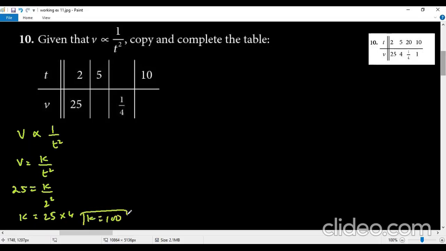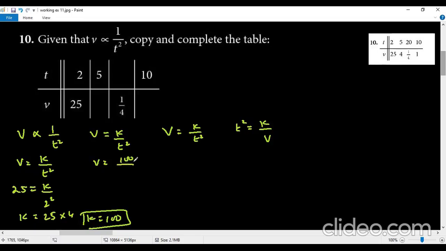We need to find two v's. That means I will write v equals k over t one time. I will write once more v equals k over t square. And the third value we need to find out, t square equals k over v. Now the value of v we need to find out. K is given as 100.